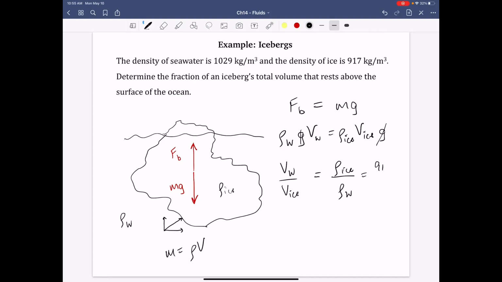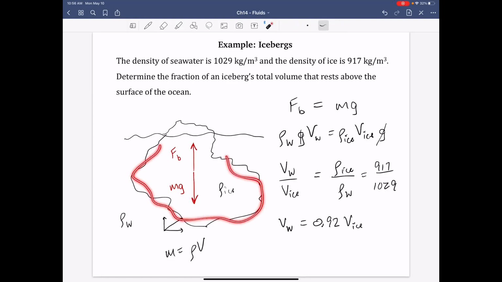And so we know the values for both of those densities. Ice is 917 and seawater is about 1029, okay? And so this should give us, in my notes I have, roughly 92% or so. So in other words, the volume of the water is about 0.92 volume of ice. So that's the volume that's underneath the water. So the answer to this problem is only 8%. So only 8% of the iceberg is above the surface.